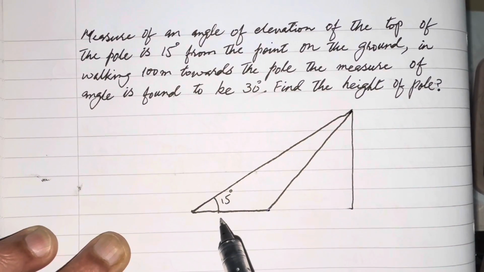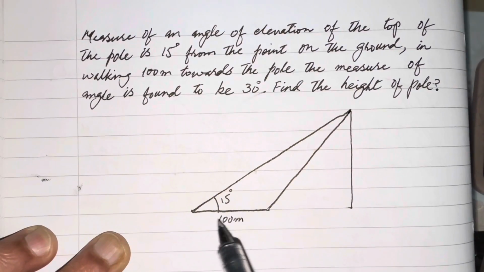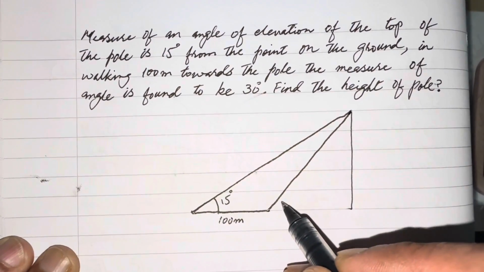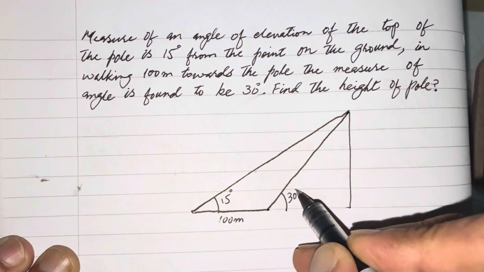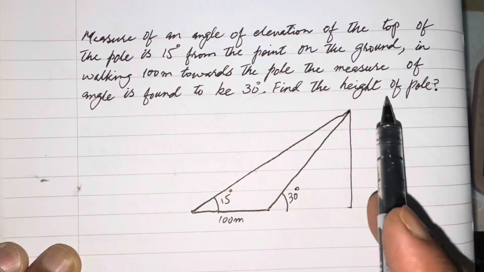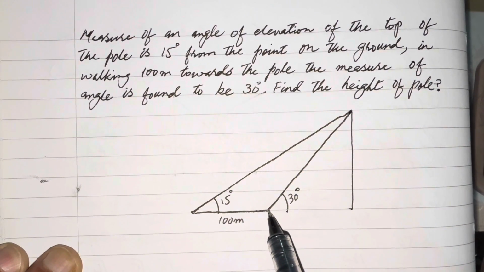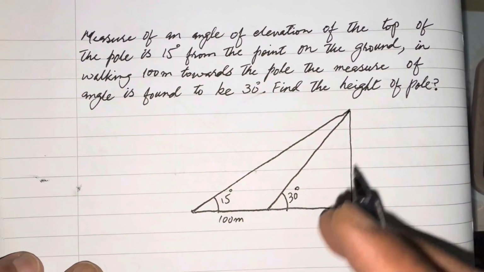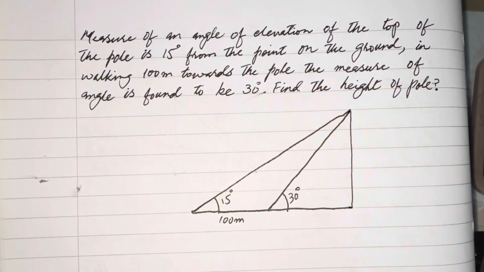So the 100 meter walk means the distance from this point to that point is 100 meters, and we have found the angle of elevation is now 30 degrees. Find the height of the pole. So we have to find the height of the pole. Let's join this point to the foot of the pole. So that's the figure that we have drawn with the help of this statement.